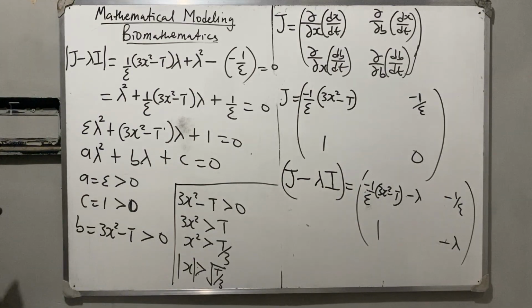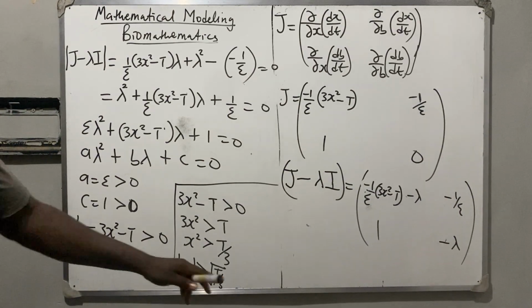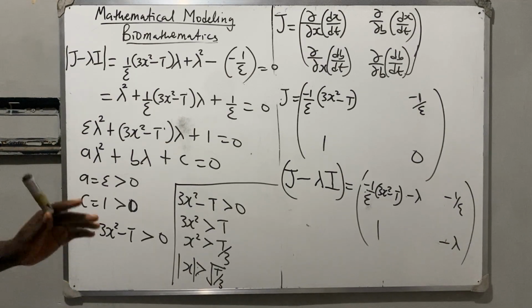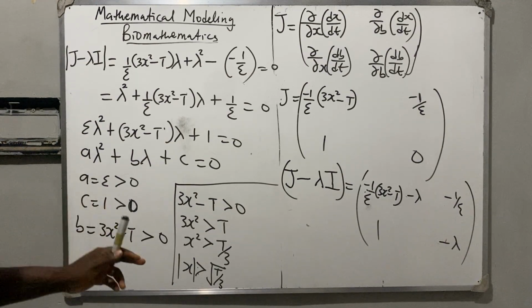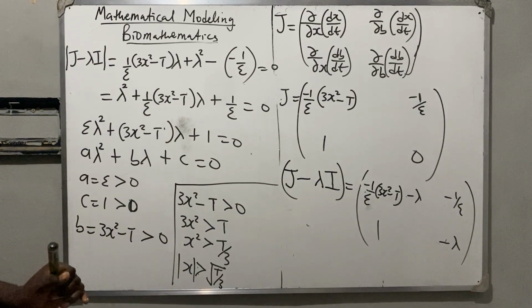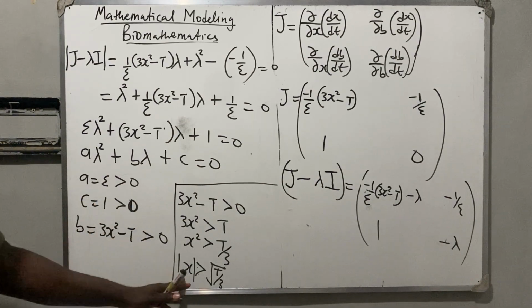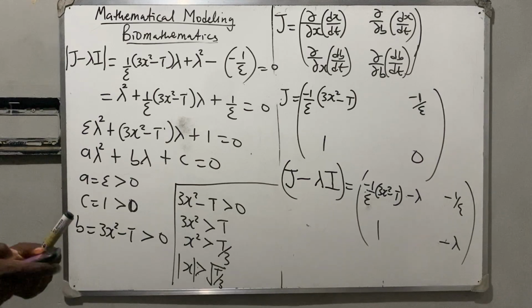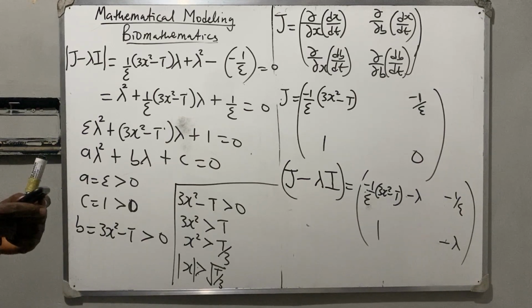So immediately you get this, you now conclude. And the conclusion is that the equilibrium is stable if this is greater than this. Write the conclusion for them: the equilibrium is stable if this is greater than this. Otherwise, it is not stable. Very simple. That the equilibrium is stable if this is greater than this. Otherwise, it is not stable. So that is that for this question.